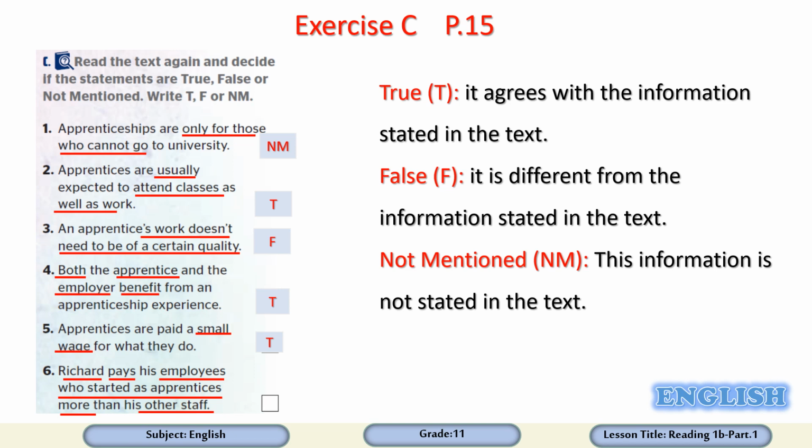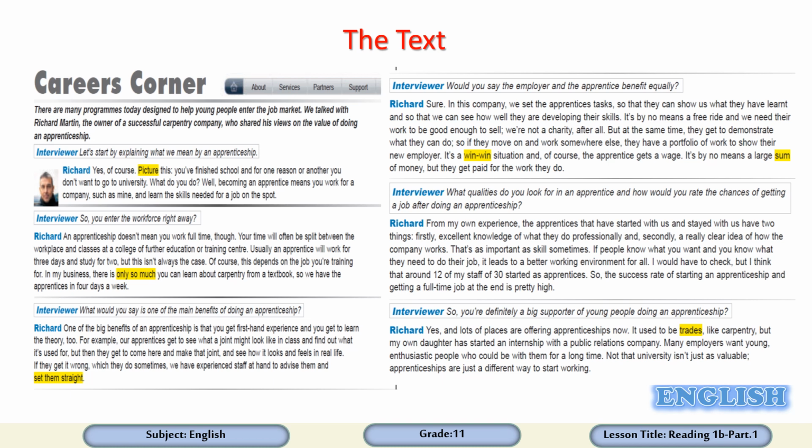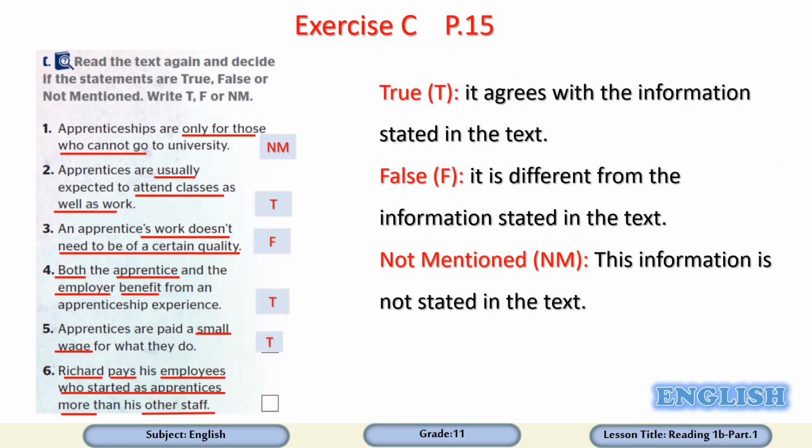Let's finish with statement 6. Richard pays his employees who started as apprentices more than his other staff. The text does not say anything about how much Richard pays his employees. And therefore, the answer for statement 6 will be, yes, very good, it will be not mentioned.